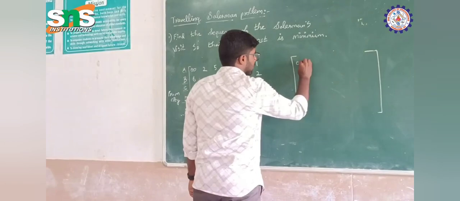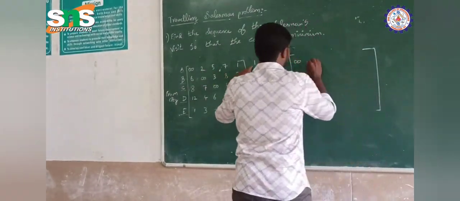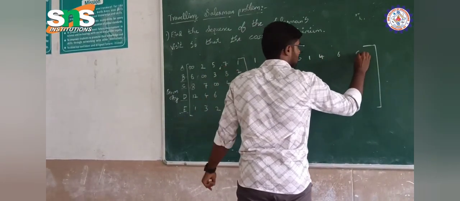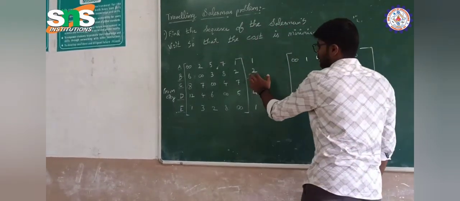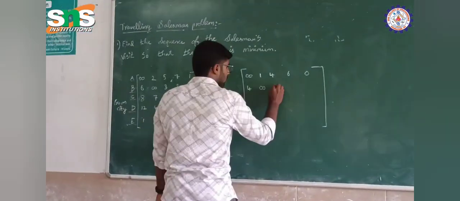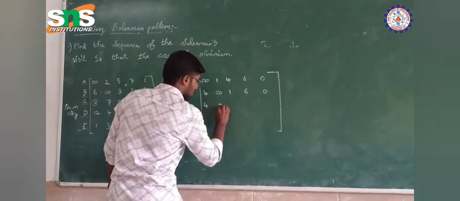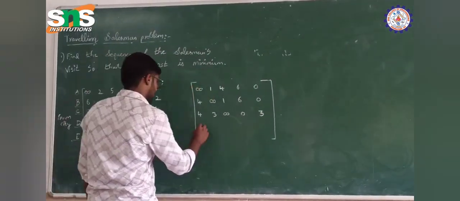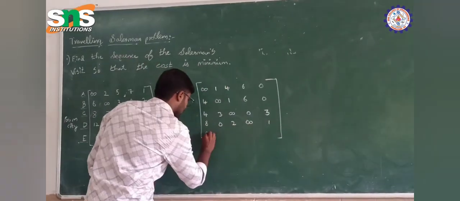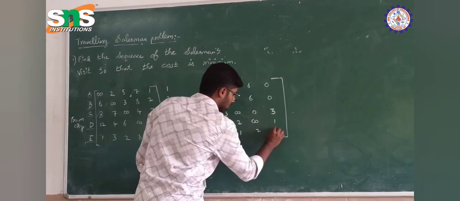We have to keep the infinity as the same. 2 minus 1 is 1, and 4, 6, and 0. And here we have to subtract the value 2 from the row: 4, infinity, 1, 6, 0. Now we have to subtract 4 from this row. So 4, 3, infinity, 0, 3. And now the row with 4, 1 minus 4 gives 8, 0, 2, infinity, and 1. And the last row will be 0, 2, 1, 7, and infinity.